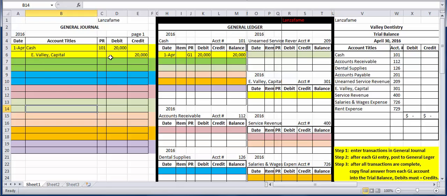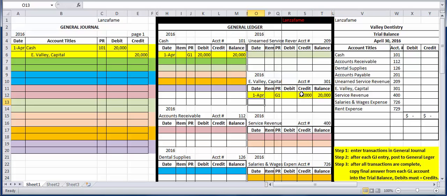So we've got stuff in the general journal. We have to post to the ledger. We posted cash. We cross-reference back with the 101 to tell our journal and remind ourselves that we put it in the right spot. Now let's go copy or post capital. So here's our capital account. Put in the date, April 1st. Leave the item blank. We're going to put G1 into the PR. And now what did we do to capital in the journal? It was a credit. Therefore, it's going to be a credit here as well. And then update your balance.